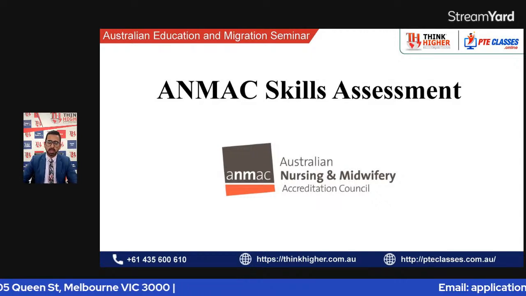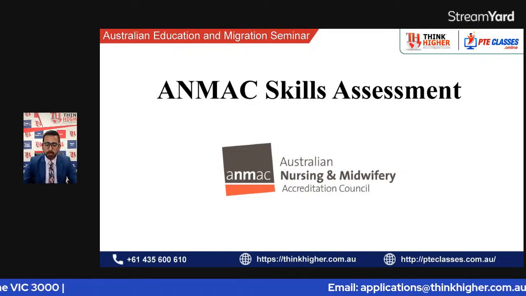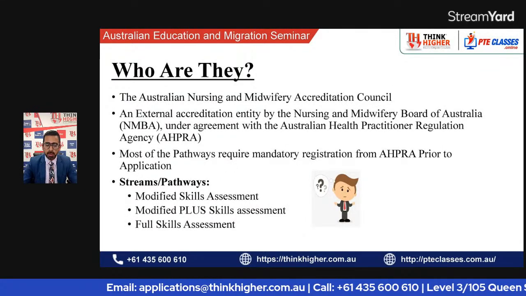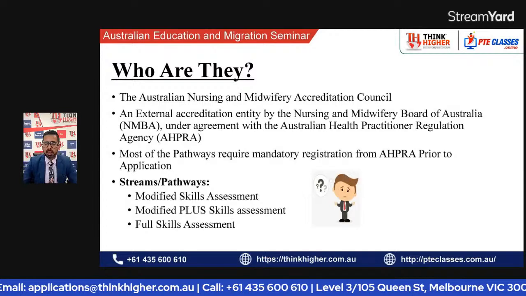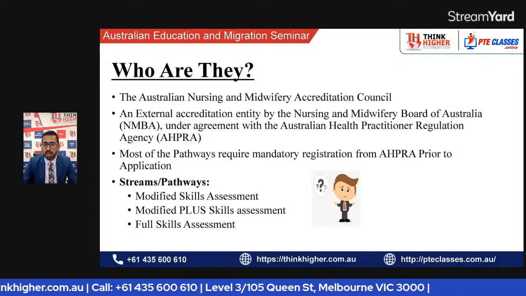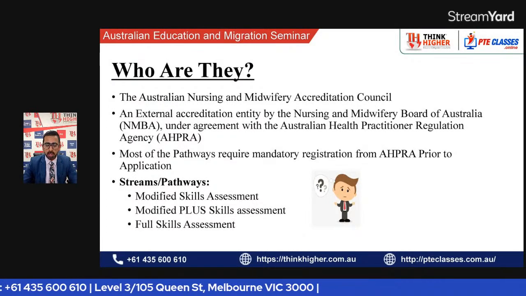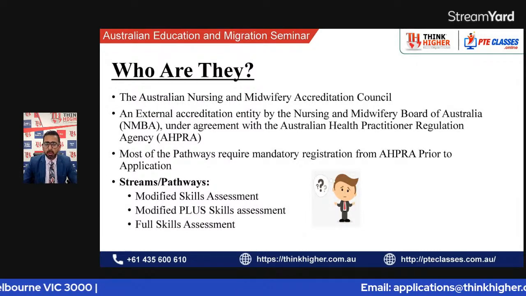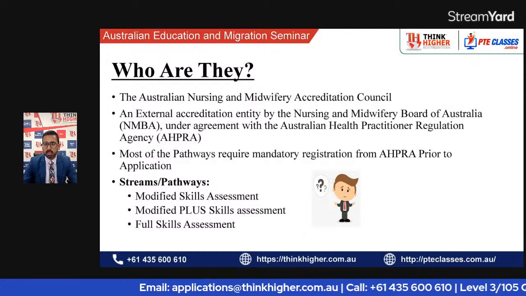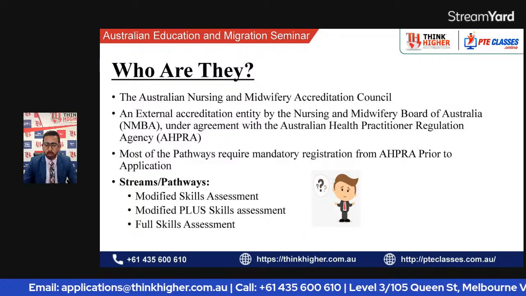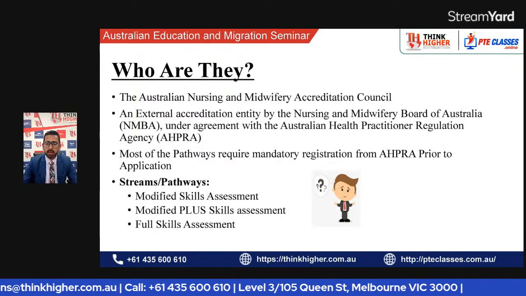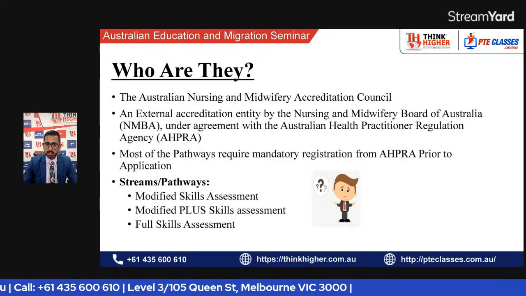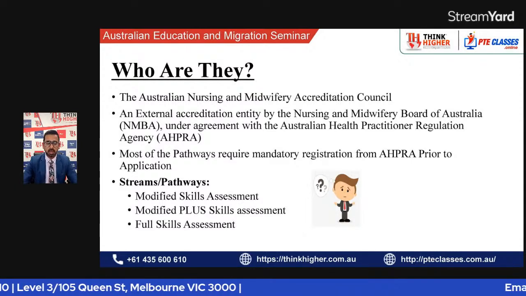So let's start. So NMAC skill assessment. NMAC stands for Australian Nursing and Midwifery Accreditation Council. So that's called the NMAC. So who they are, it's an external accreditation entity by the Nursing and Midwifery Board of Australia, which they also call NMBA, and the agreement of AHPRA. So AHPRA is the registration agency. So with the help of the Nursing and Midwifery Board of Australia, they have accredited NMAC to do the skill assessment for you. So this is how it works.